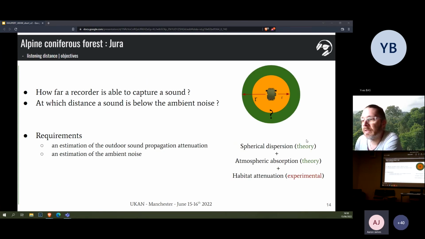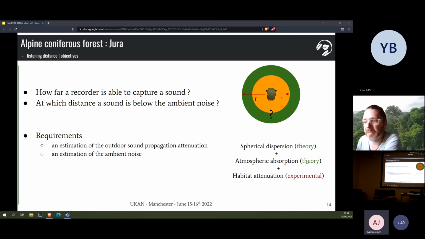So the objective of this study was first to find how far a recorder is able to capture a sound. This can be reformulated in another question, which is at which distance a sound is below the ambient noise. To answer these questions, we require an estimation of the outdoor sound propagation attenuation. This outdoor sound propagation attenuation is composed of 3 attenuations: the spherical dispersion or geometric attenuation, and the atmospheric absorption, sorry.